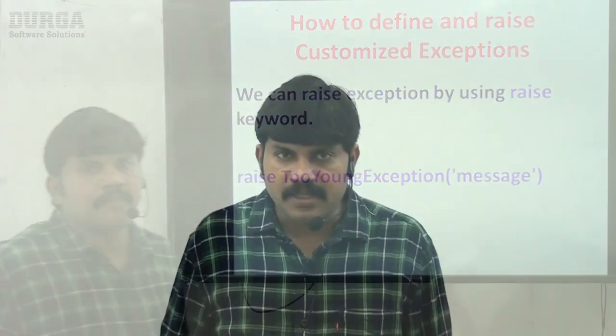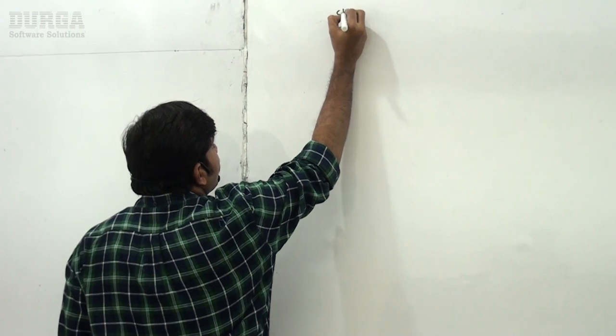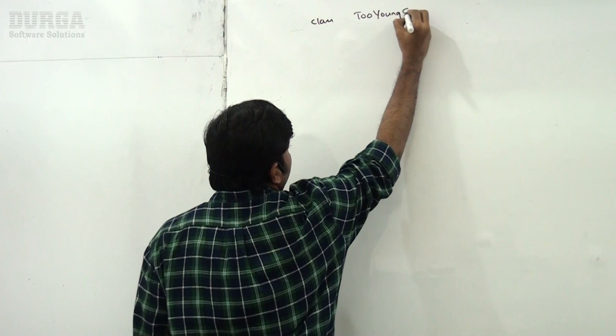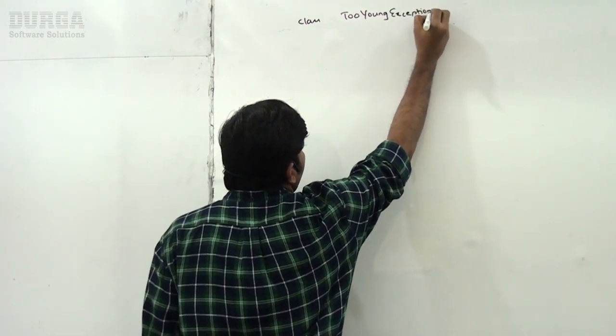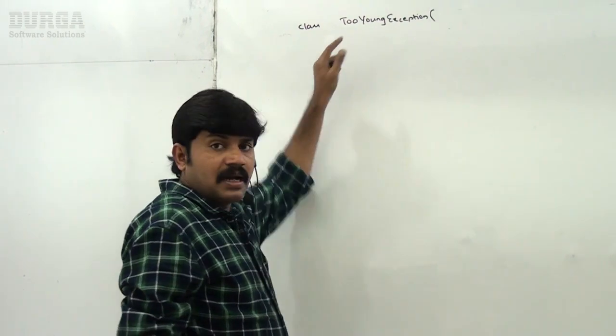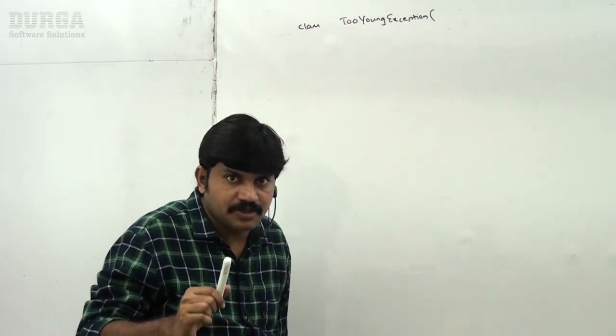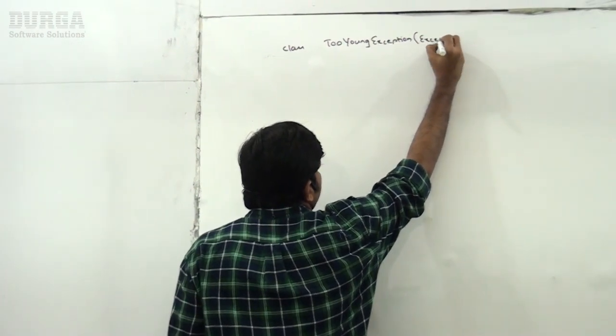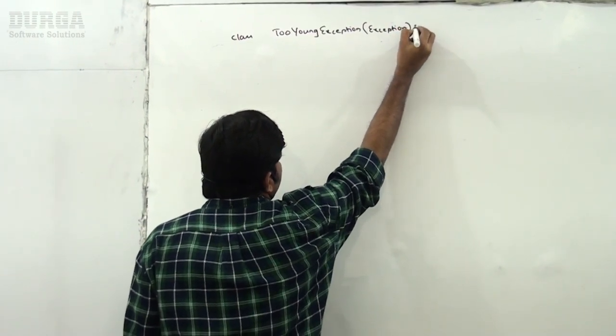Any doubt? Let me convert the total theory of customized exceptions into an executable program so that you will get much clarity. Observe very carefully. So how to define customized exceptions? Here, class TooYoungException. Our exception is a class and it should be a child class of BaseException, either directly or indirectly. I'm taking Exception generally.